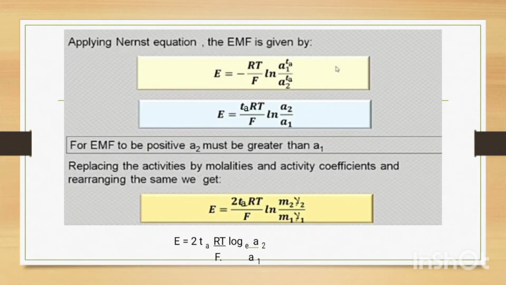Now, applying Nernst equation, the EMF of the complete cell will be given by this. After solving further, taking Ta on one side, we get this. For EMF to be positive, a2 must be greater than a1. Replacing the activities by molarities and activity coefficients and rearranging the same, we get this, where M2 and Y2 is nothing but a. And further we get E is equal to 2Ta RT upon F log a2 upon a1.